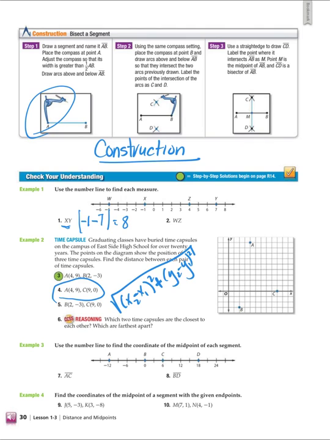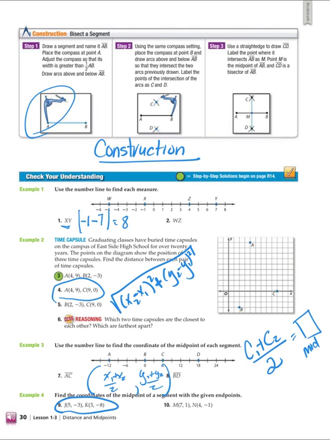Finding the coordinate of a midpoint. Remember again, midpoint, you take your two coordinates. That's the two numbers associated with the points and divide by 2. And that's your midpoint on your number line. Midpoint on the graph, we average our x's together to get the new x. We average the y's together to get the new y's.